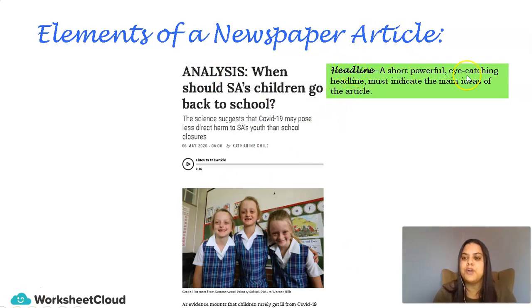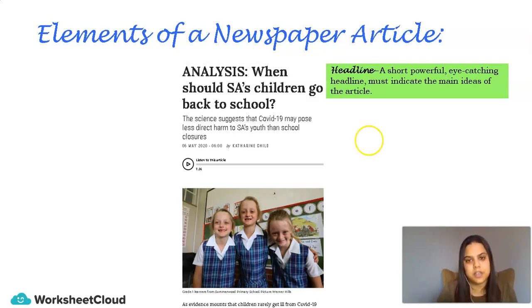A short, powerful, eye-catching headline must indicate the main ideas of the article. So when you're writing your headline or you're looking at the headline, it must stand out to you. You can't look at the headline and still have to figure out what this newspaper article is about. Because remember, you want to draw the audience to read what you are writing about. So it must be eye-catching. It must have the main idea in it.